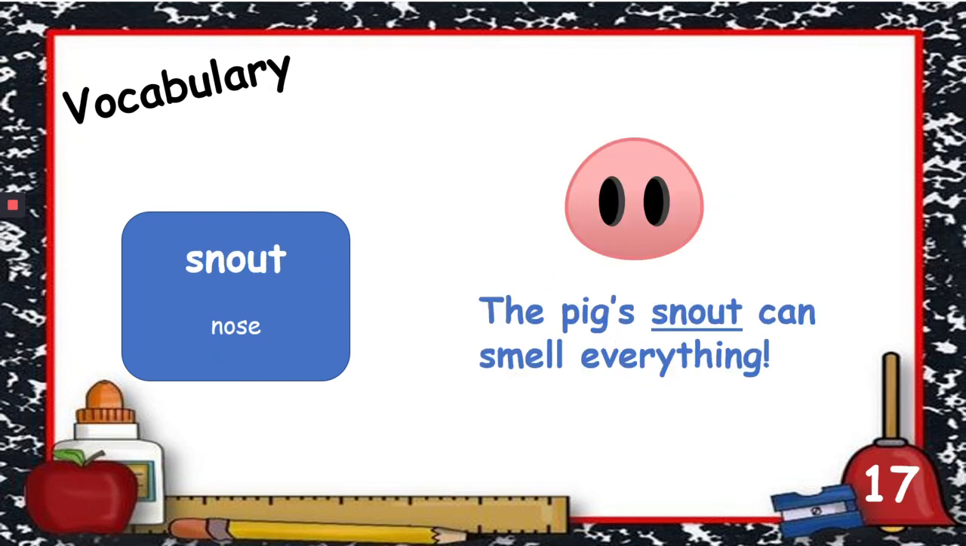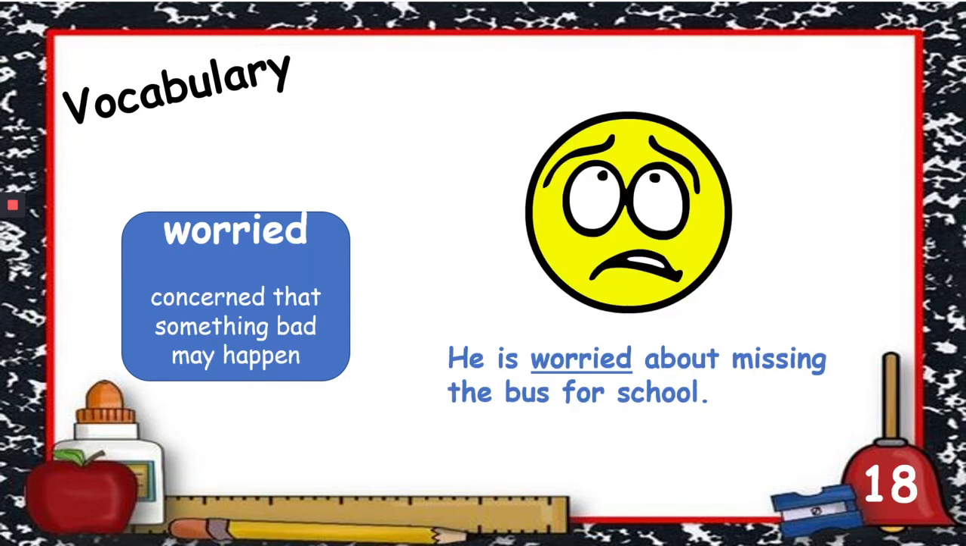The next word is snout. Snout means nose. It is another word for a nose. The pig's snout can smell everything. Our last vocabulary word is worried. Worried means concerned that something bad may happen. He is worried about missing the bus for school.